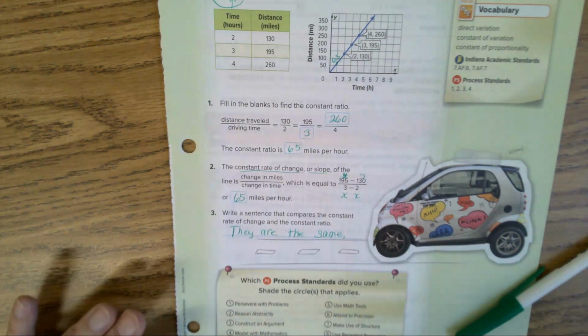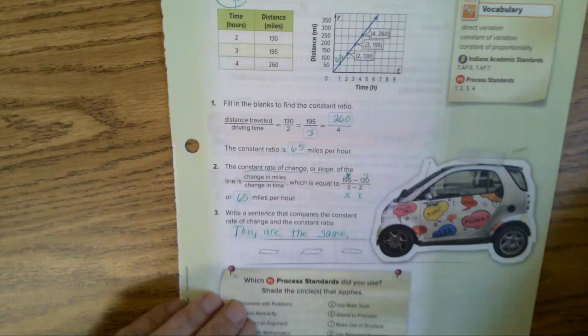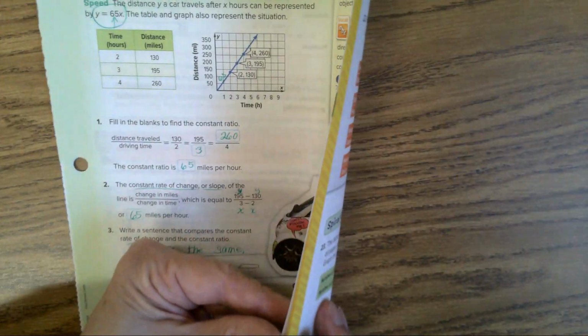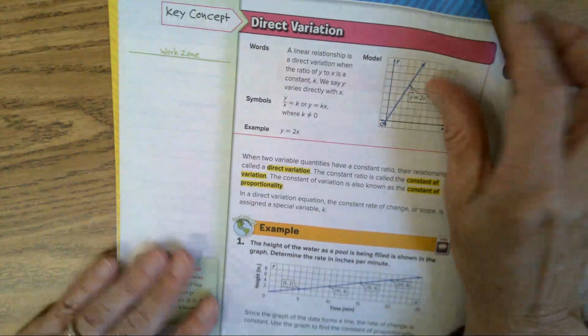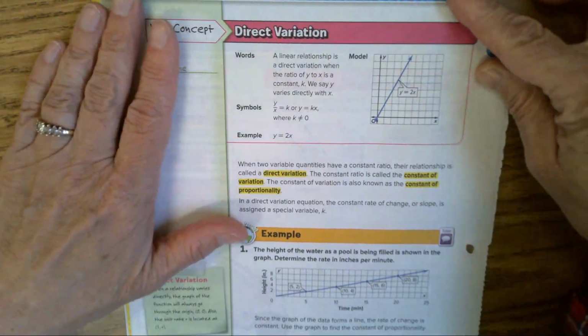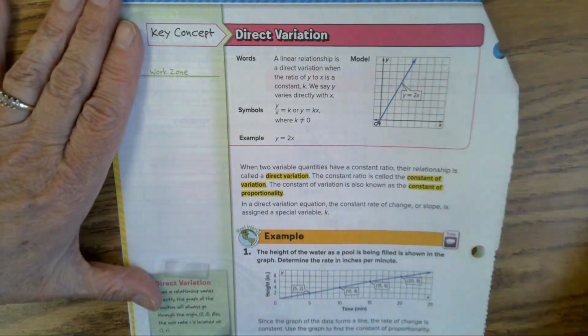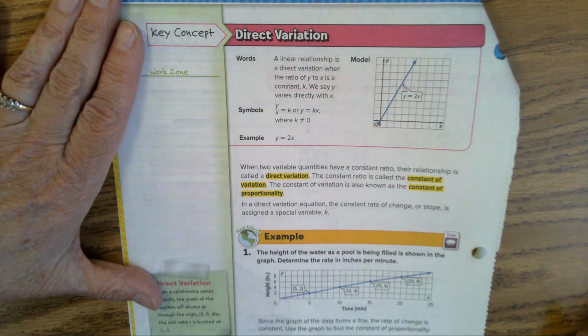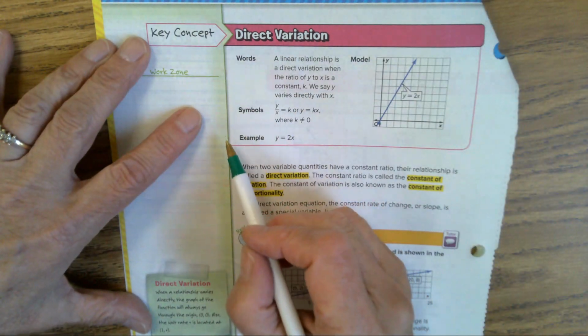Okay, so now let's go to page 82. Direct variation. What? They're all very similar. Some similar names, some of them mean the same thing, some just use the slope. So let's just talk about this here, direct variation. And we've got some equations here I want you to look at.